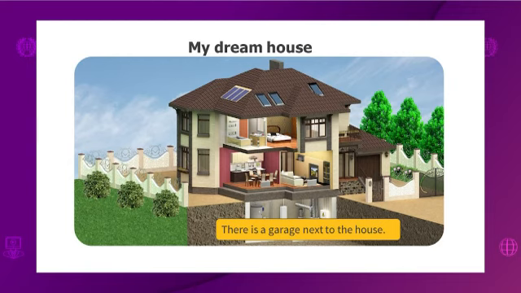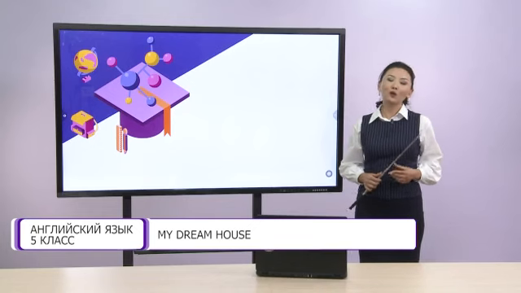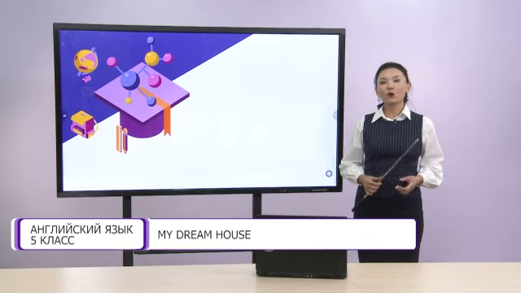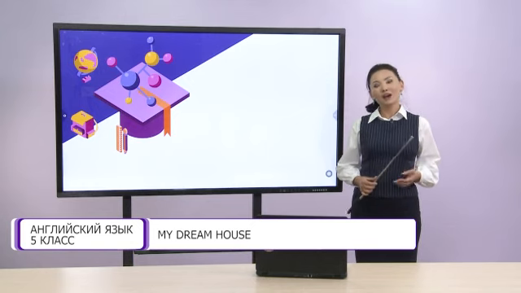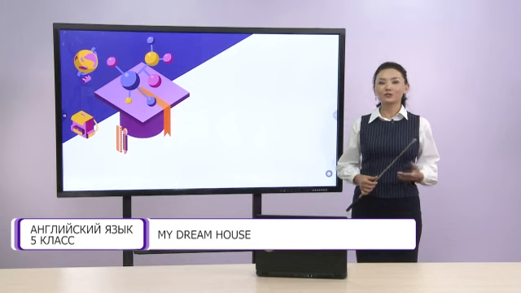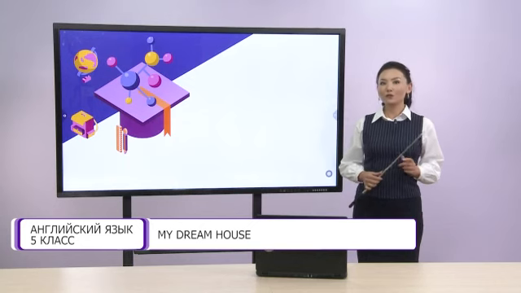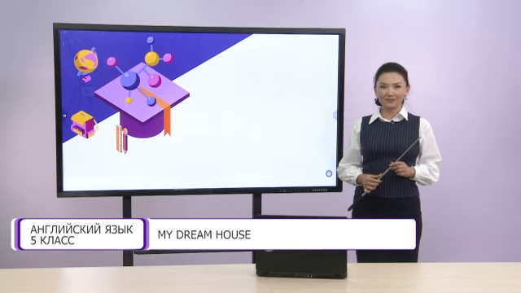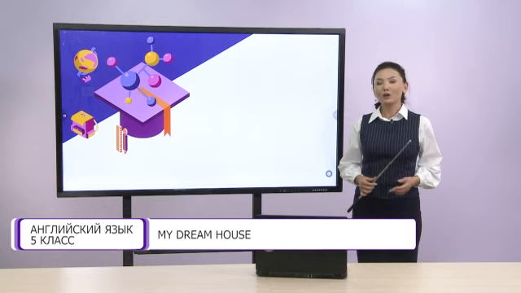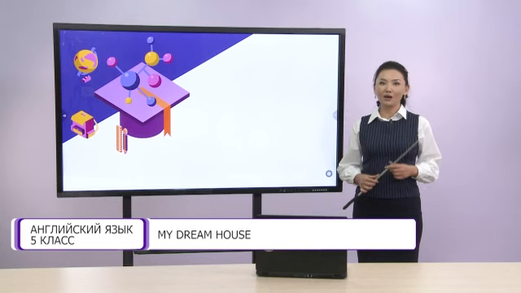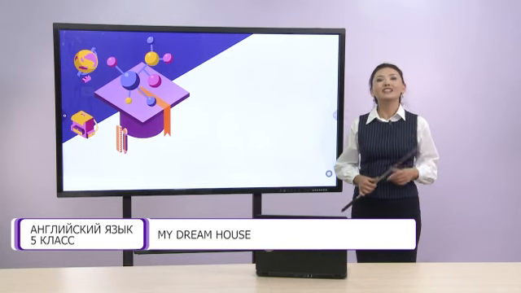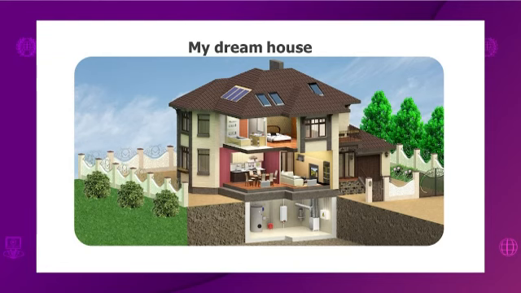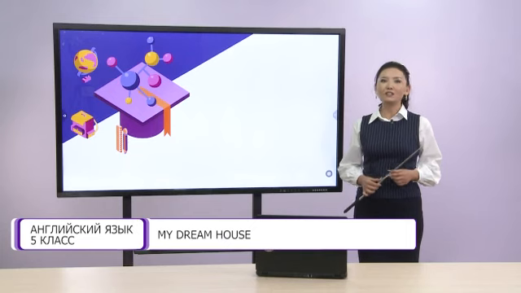Well done. So, our lesson is almost over. Before we finish it, let's remember what we have learned today. First of all, we have revised the prepositions of the place. Then, we have learned ordinal numbers. And in the end of the lesson, we have described our dream house. Please try to describe it.